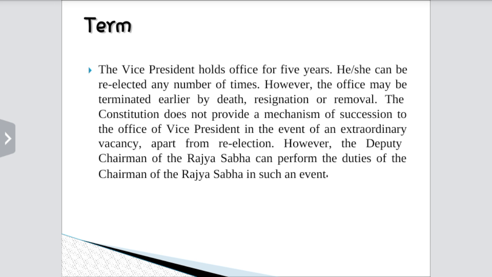The Constitution does not provide a mechanism of succession to the office of Vice President in the event of extraordinary vacancy apart from re-election. However, if the Vice President is removed or absent, the duties of the chairman of Rajya Sabha in such a situation can be taken by the deputy chairman of Rajya Sabha.